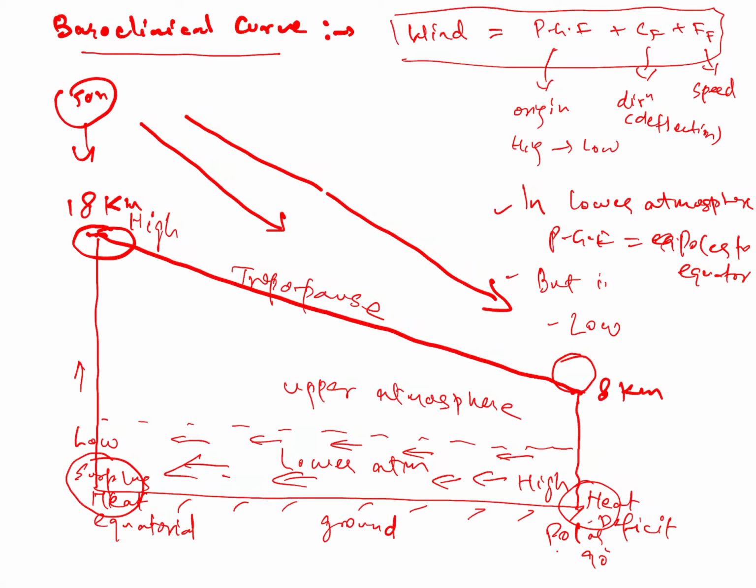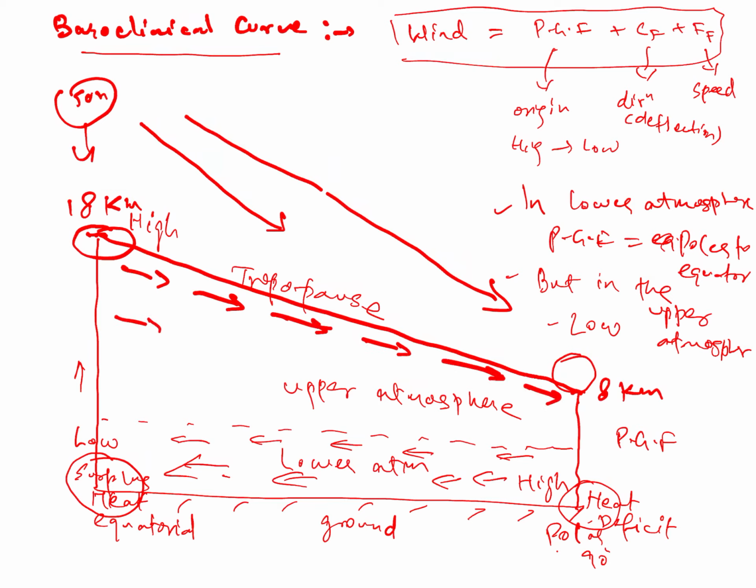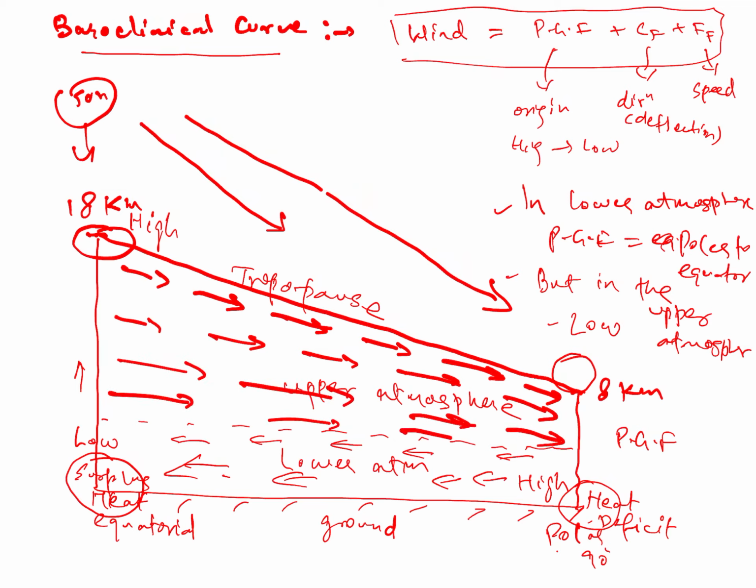But in the upper atmosphere, the situation gets reversed because the pressure system is opposite. So the PGF orientation in the upper atmosphere is from where to where? From the equator towards the pole. As the height increases, the PGF also increases. So the wind speed in the upper atmosphere is strong, and these lines indicate the baroclinic curve. This sketch is called the baroclinic curve.